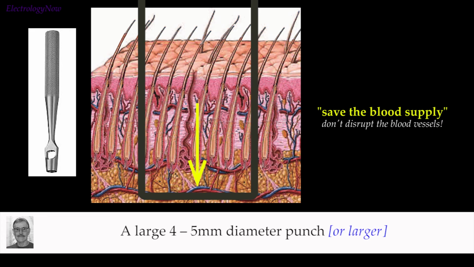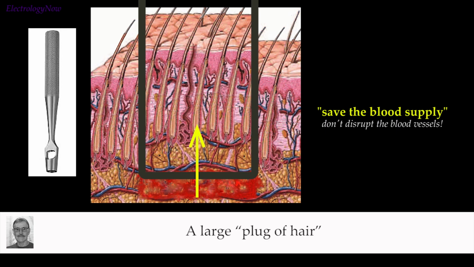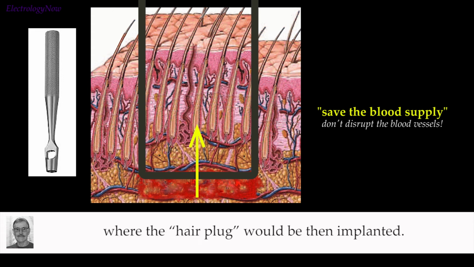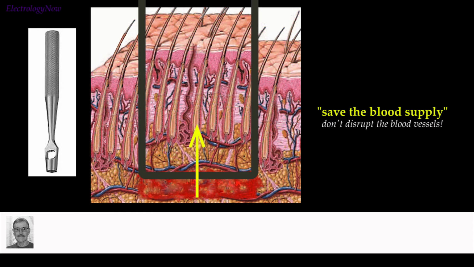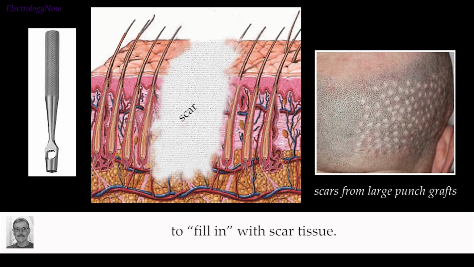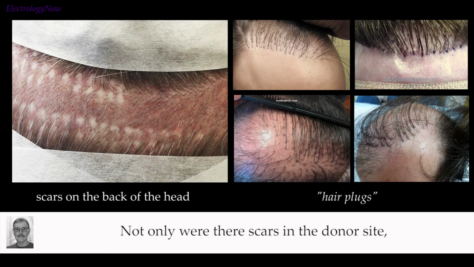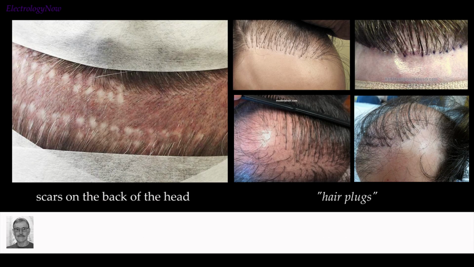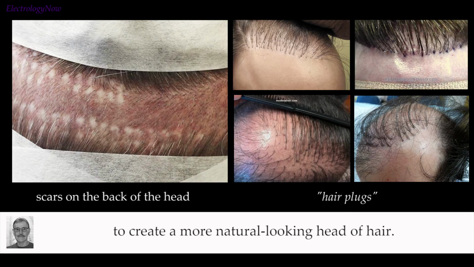A large 4 to 5 millimeter diameter punch was inserted all the way down through the dermis and into the subdermis. A large plug of hair was then extracted. A same diameter hole was made where the hair plug would be then implanted. The donor site hole was left to fill in with scar tissue, and as you can see, the resulting scars were not acceptable. Not only were there scars in the donor site, but also the large hair plugs looked unnatural, like a doll's head. So for the next ensuing decades, surgeons experimented to create a more natural-looking head of hair.